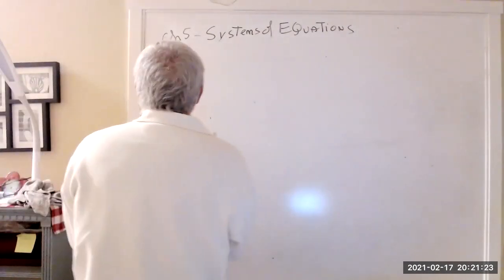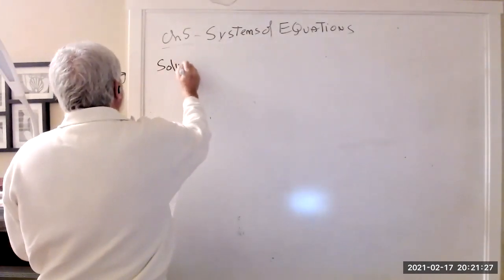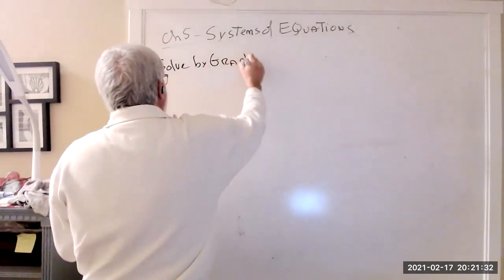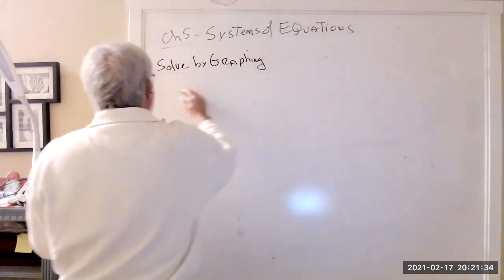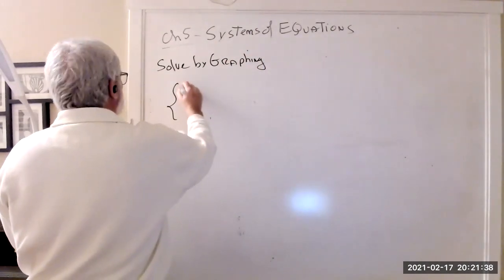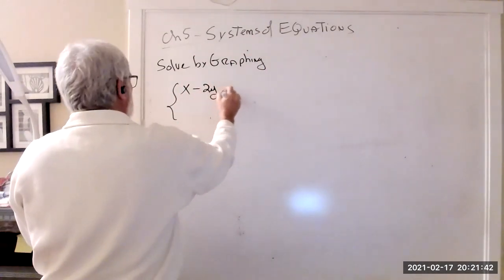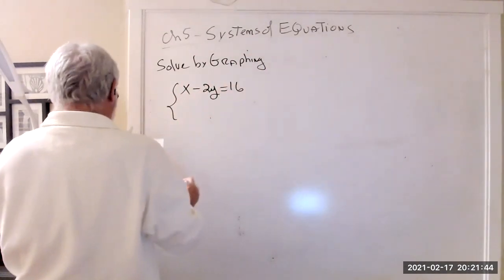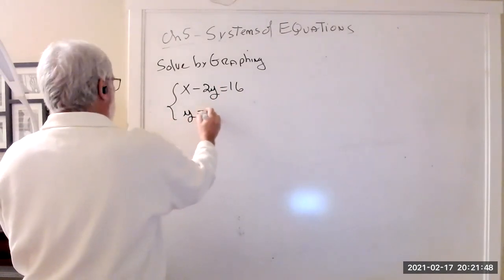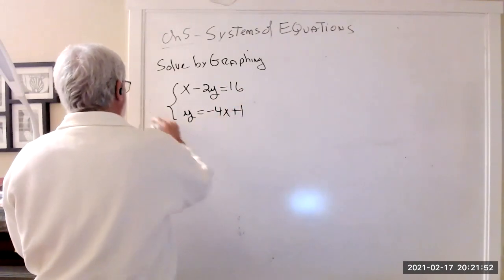So I want to solve this problem. Solve by graphing. Okay. x minus 2y equals 16 and y equals negative 4x plus 1.